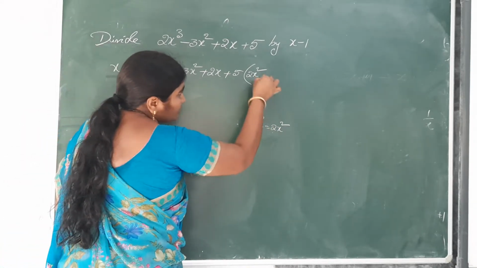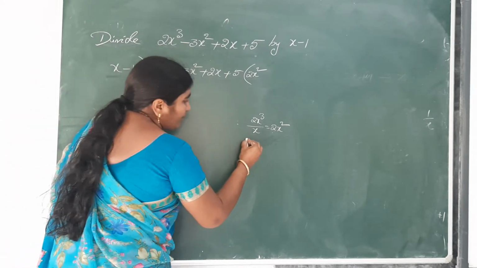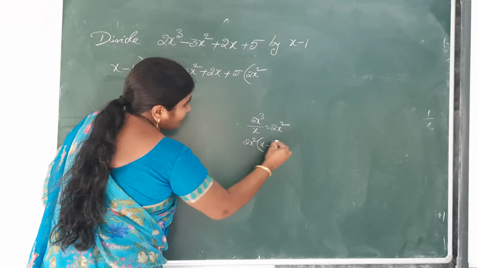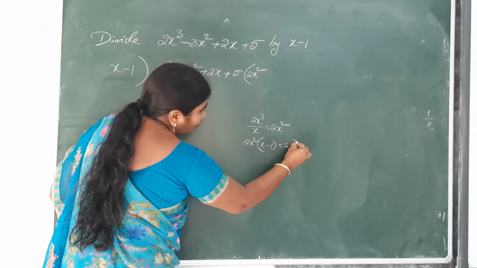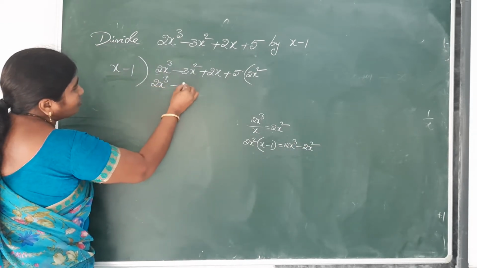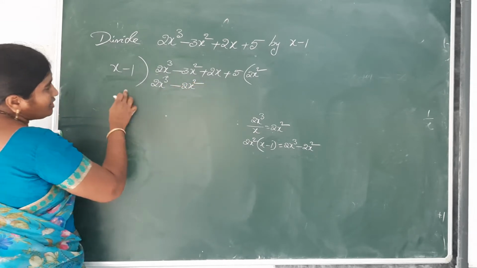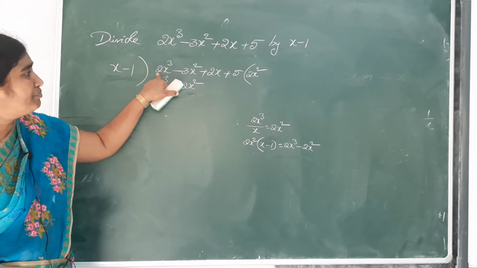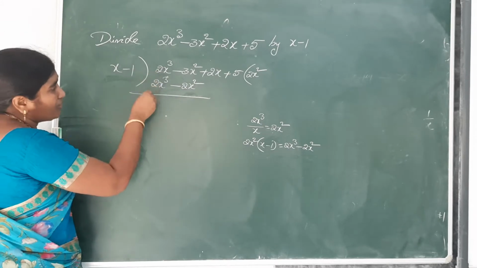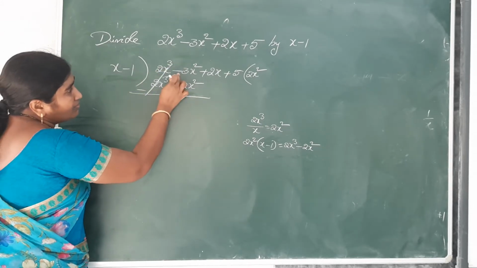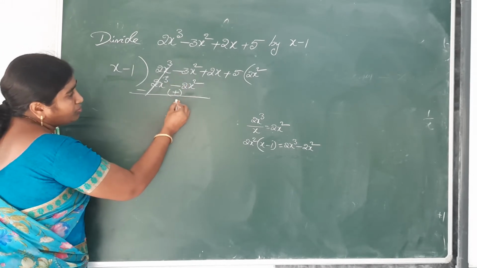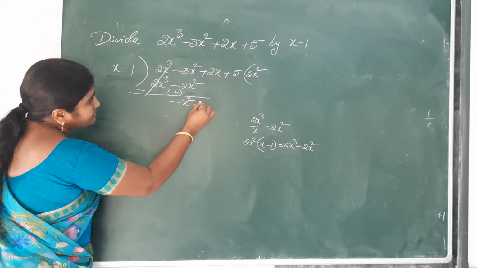2x square is the first term in the quotient. Multiply 2x square into divisor x minus 1, that equals 2x cube minus 2x square. Subtract 2x cube minus 2x square from 2x cube minus 3x square. 2x cube minus 2x cube cancels. Next, minus 3x square minus of minus 2x square, minus 3 plus 2, is minus x square, plus 2x.